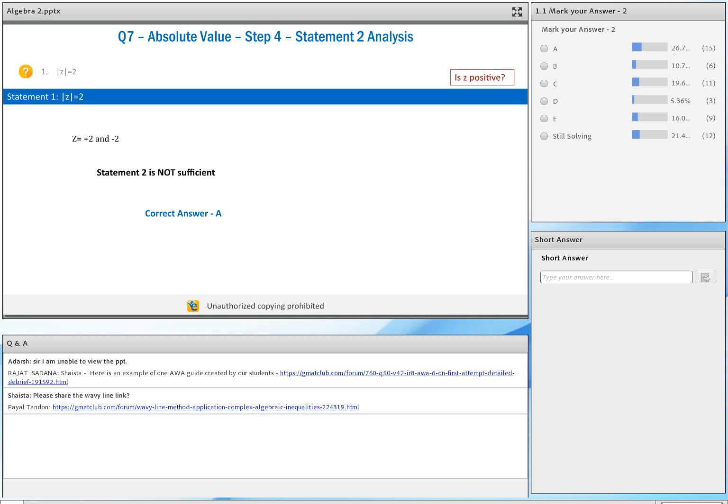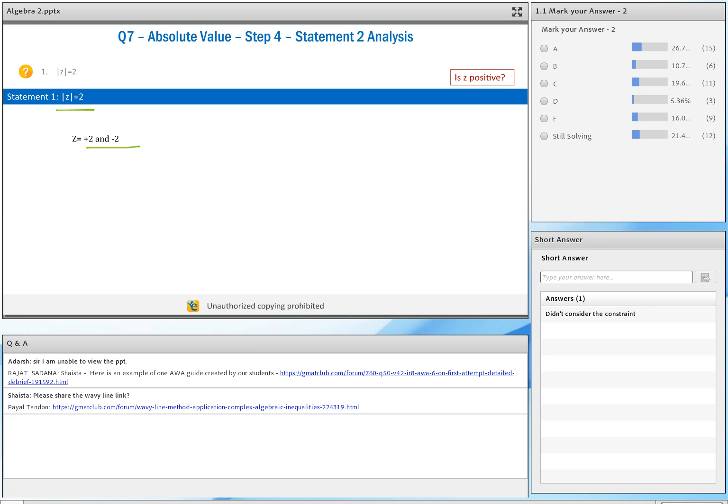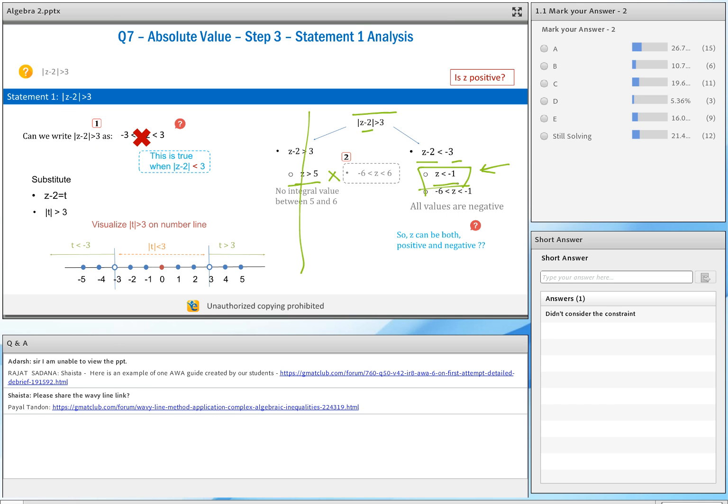So tell me, where did you falter? First of all, let's do the easy part. People who selected choice B, how did you select choice B as the correct answer? For that matter, people who selected choice B and choice D, how could you select B and D as the correct answer when all the statement tells you is that mod of z is equal to 2? In that case, z can be either plus 2 or minus 2. So those two choices cannot be correct.